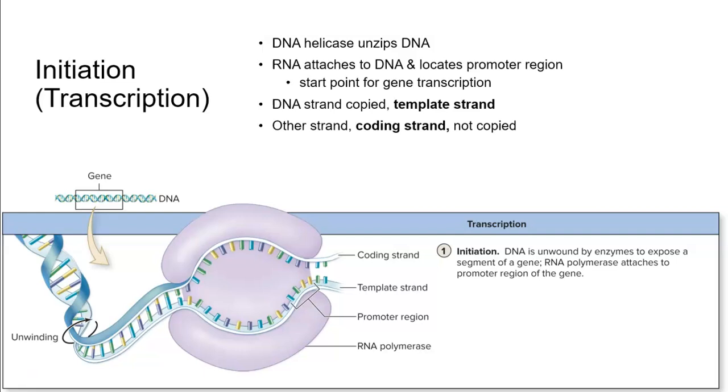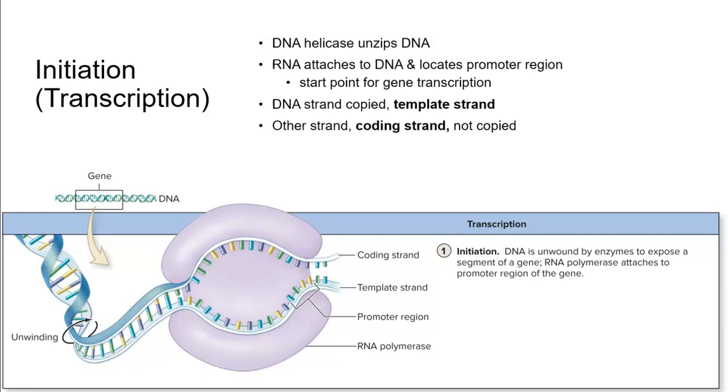Let's begin with initiation. So DNA helicase unzips the DNA. Remember, it's usually a double-stranded helix. So the helicase unwinds it, opens it up so that the gene is exposed. Now, once that is done, RNA polymerase attaches to the DNA. Polymerase is the enzyme that's going to move along the strand of DNA until it reaches something called a promoter region, which is the start point for transcription or getting that information. Now, because RNA is single-stranded, only one strand of the DNA needs to be copied.